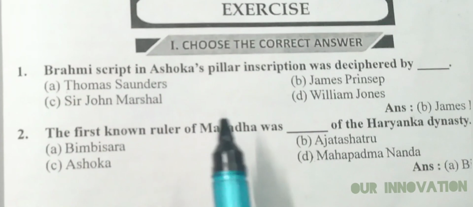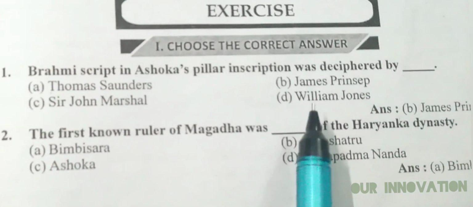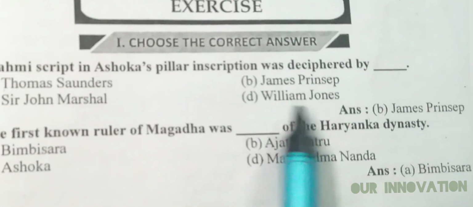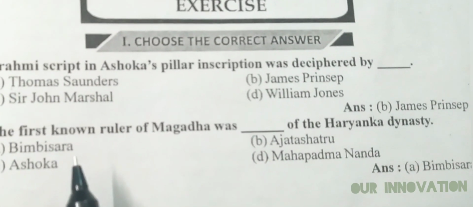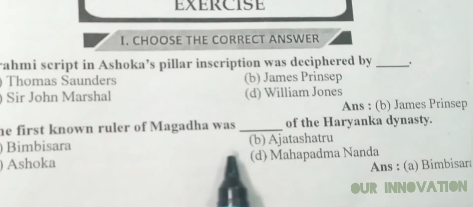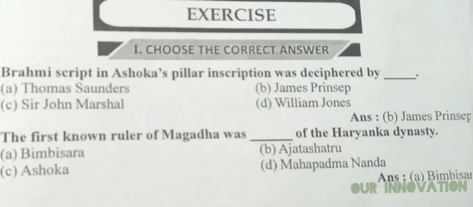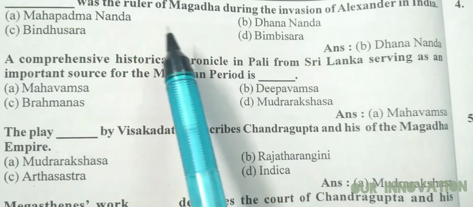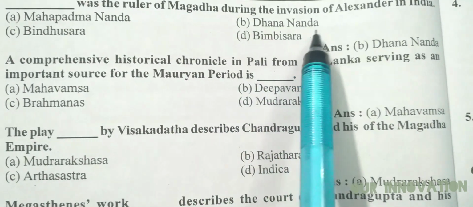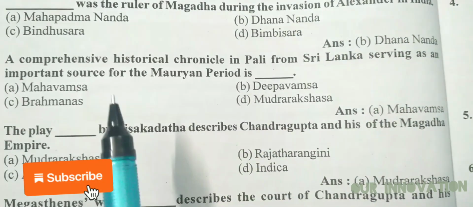Brahmi script in Ashoka's pillar inscription was deciphered by James Prinsep. The first known ruler of Magadha was Bimbisara of the Haryanka dynasty. Dhanananda was the ruler of Magadha during the invasion of Alexander in India.